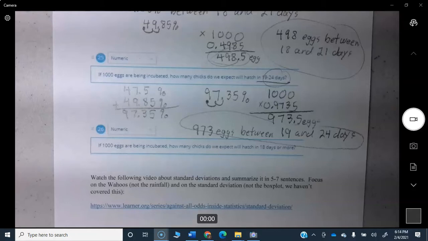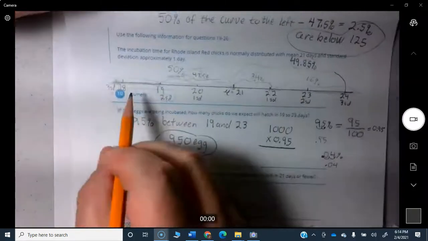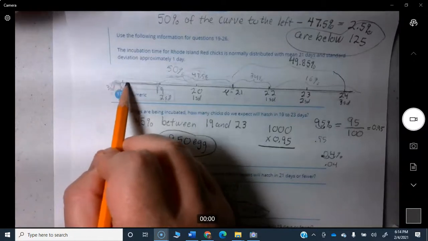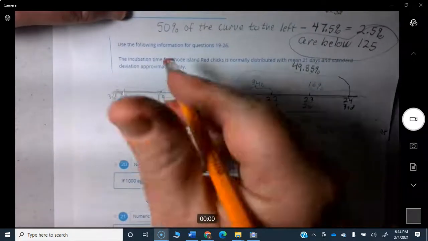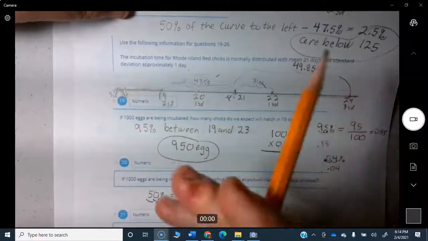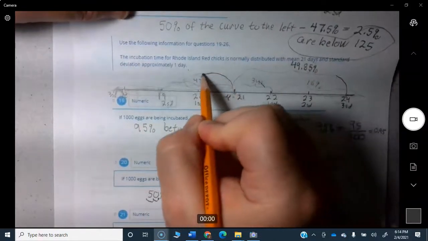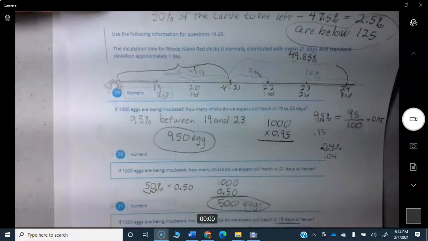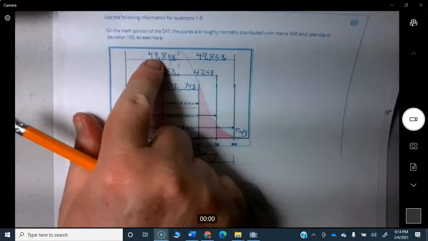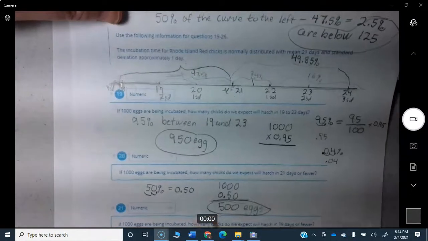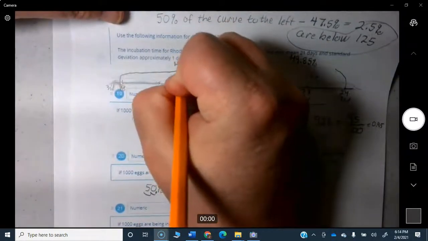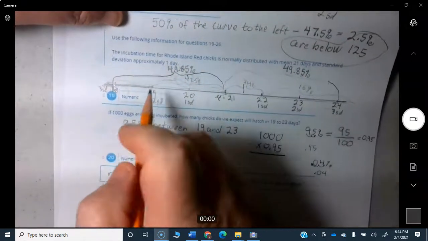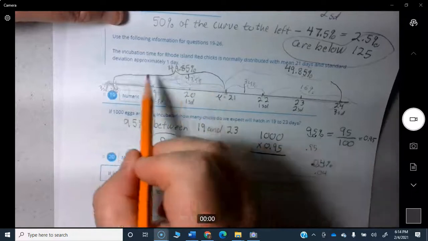Okay, 18 days or more. So here we go. 18 days is minus 3 standard deviations. Not all the way to the end of the curve. It's minus 3. So again, I'm going to erase this 50%. It goes from the mean to there. And that is this number, 49.85. Okay, so that's 49.85 from the mean to 3 standard deviations.